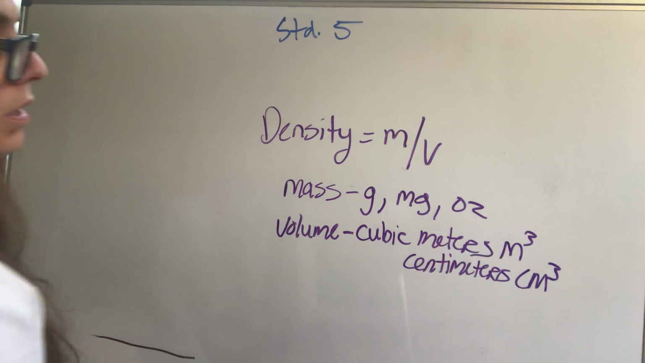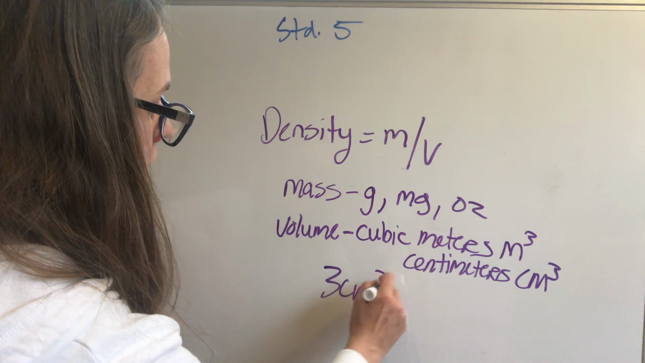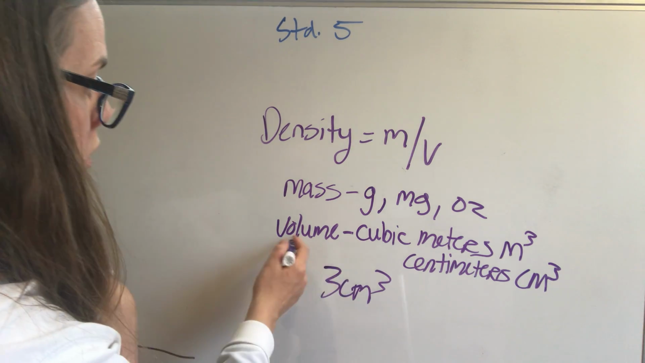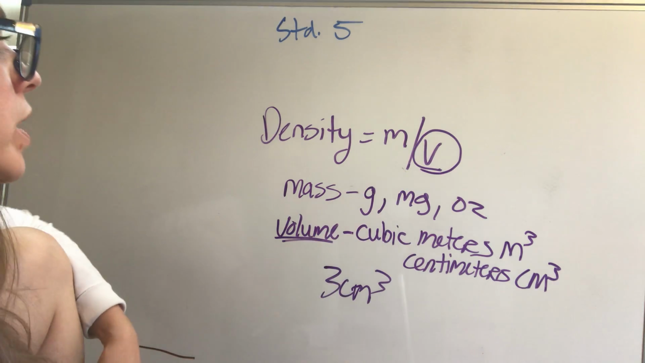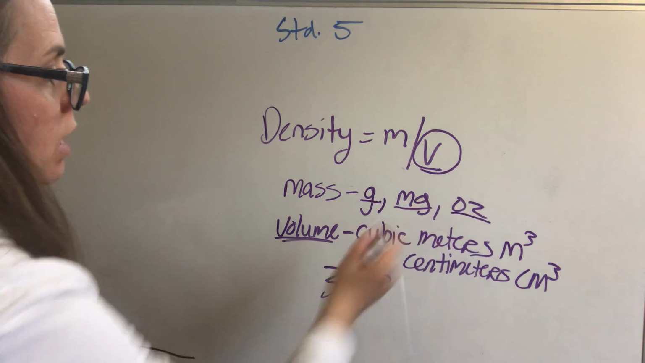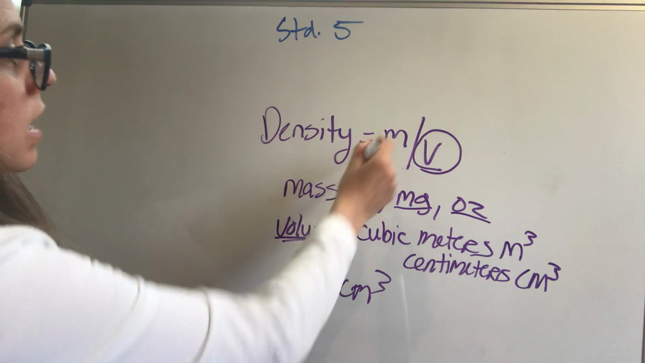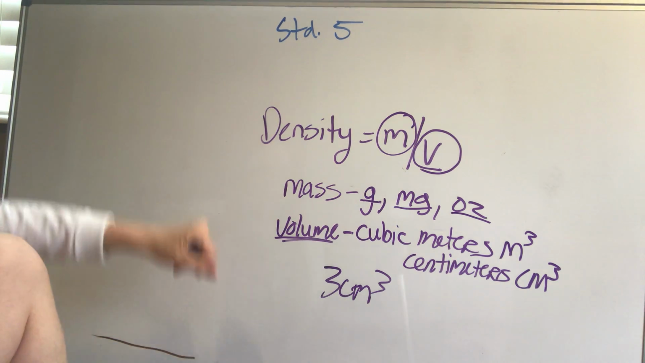So don't be afraid of those numbers when it has like 3 cm3. That's just referring to the volume. So you know that number goes on the bottom of your equation. And then if it's followed by grams, milligrams, or ounces, something like that, then that number goes on the top. So then you can take those numbers and calculate the density.